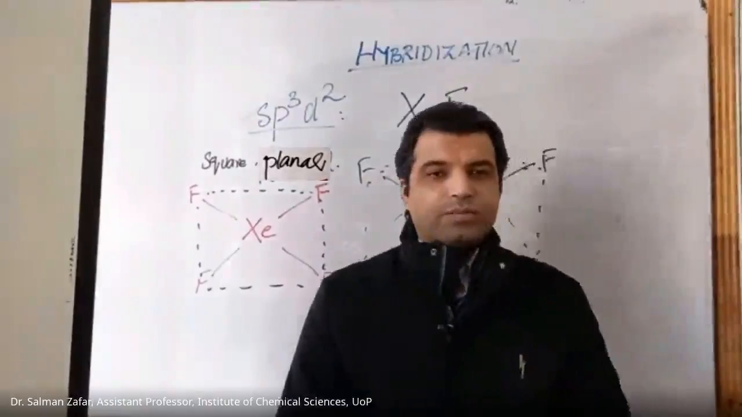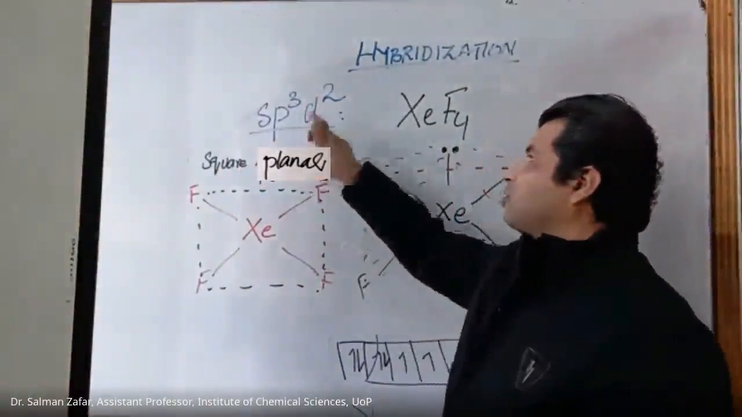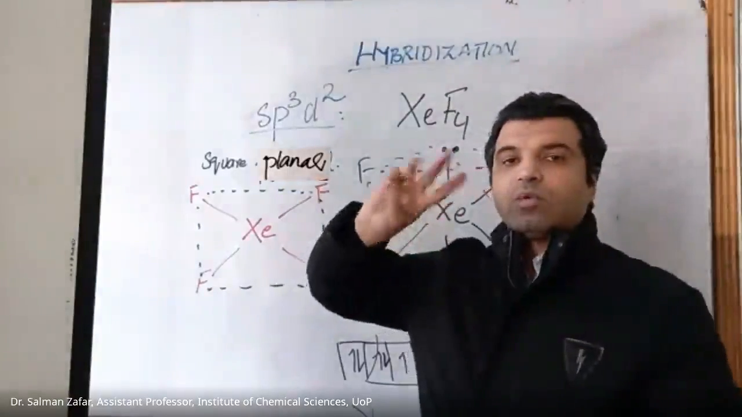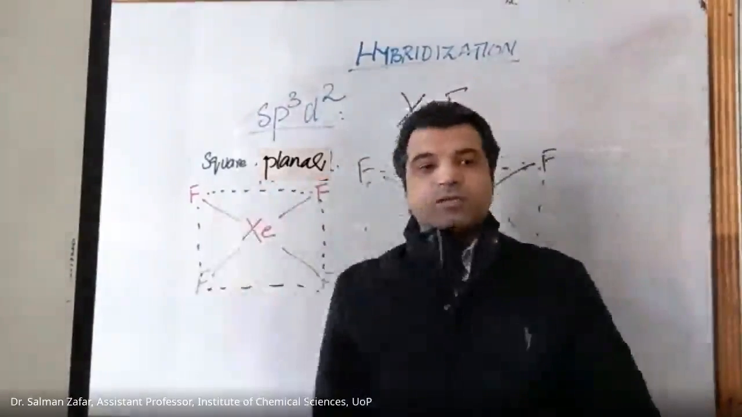A simple thing to notice is that here we have 1 s, 3 p and 2 d orbitals. So we have 1s, 3p and 2d orbitals. So total is equal to 6.